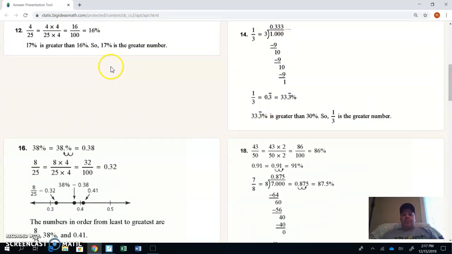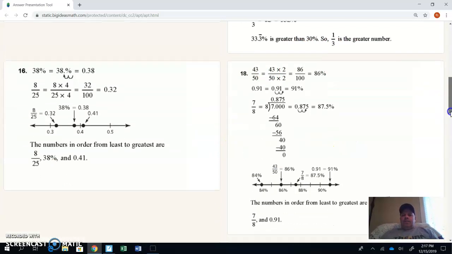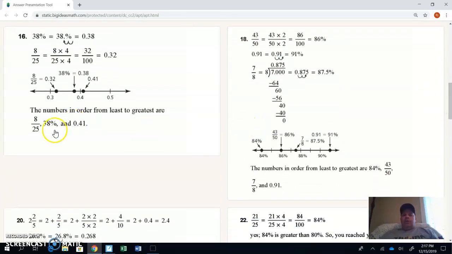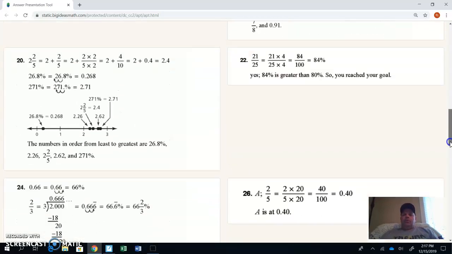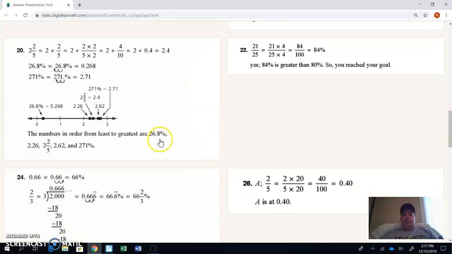Number 12, 17% is the greater number. Number 14, 1/3 is the greater number. Number 16, the numbers in order from least to greatest are 8/25, 30%, 38%, and 0 and 41/100ths. The orders for 18 are 84%, 43/50, 7/8, and 91/100ths. Number 20 is 26 and 8/10%, 2 and 26/100ths, 2 and 2/5, 2 and 62/100ths, and 271%.